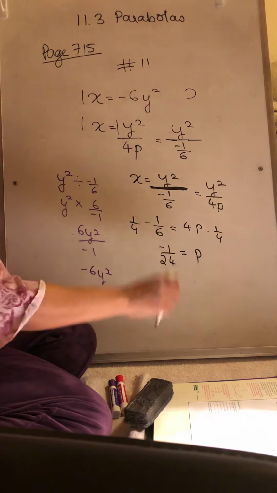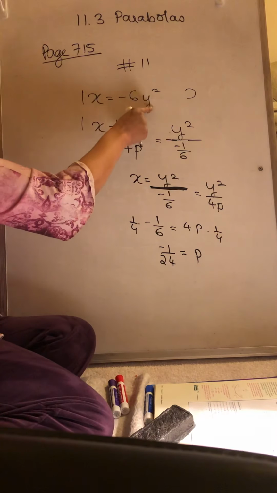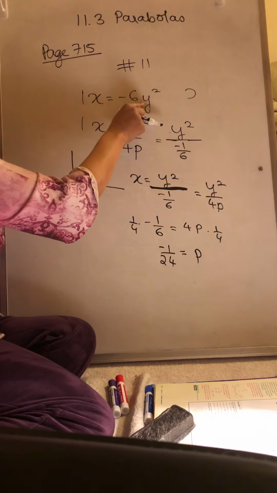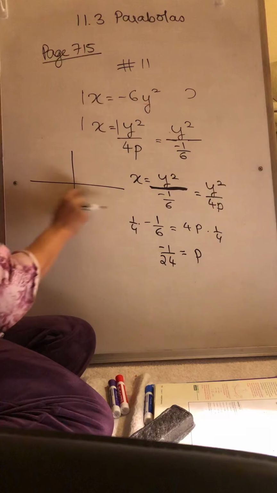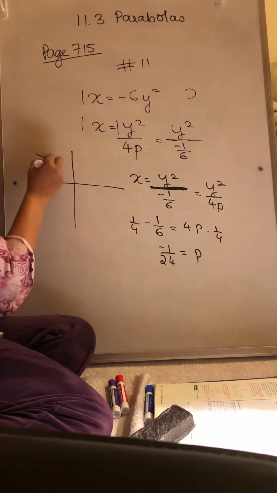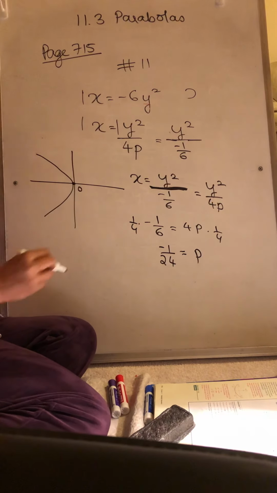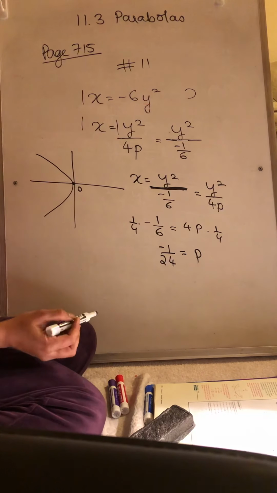So they are saying p is equal to negative 1/24. So what had I decided? It's going to be a graph. Since the y square is quadratic, it's going to be symmetrical on the x-axis, right? Left or right. And since it's a negative, it's going to be a left. The vertex is always going to be at the origin. So my p is negative 1/24.